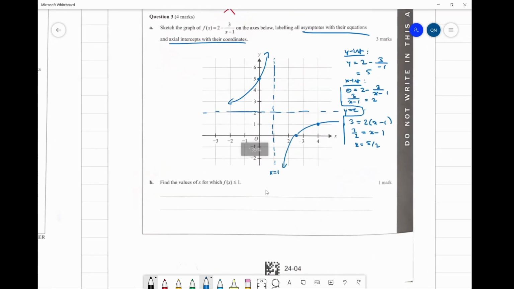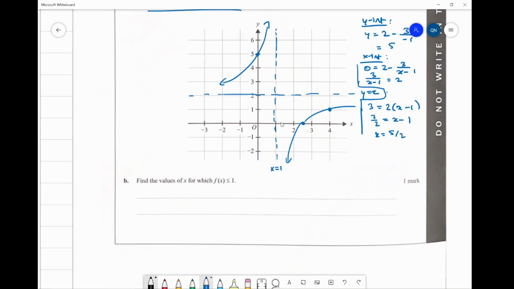So next we want to find the values of x for which f of x is less than or equal to 1. So f of x is the y value, so we want everything that's below 1 over here. So we want everything over here. And where exactly does that occur? It occurs when we're over here on the graph, right? When we're below 1. So we're going to be strictly greater than 1.